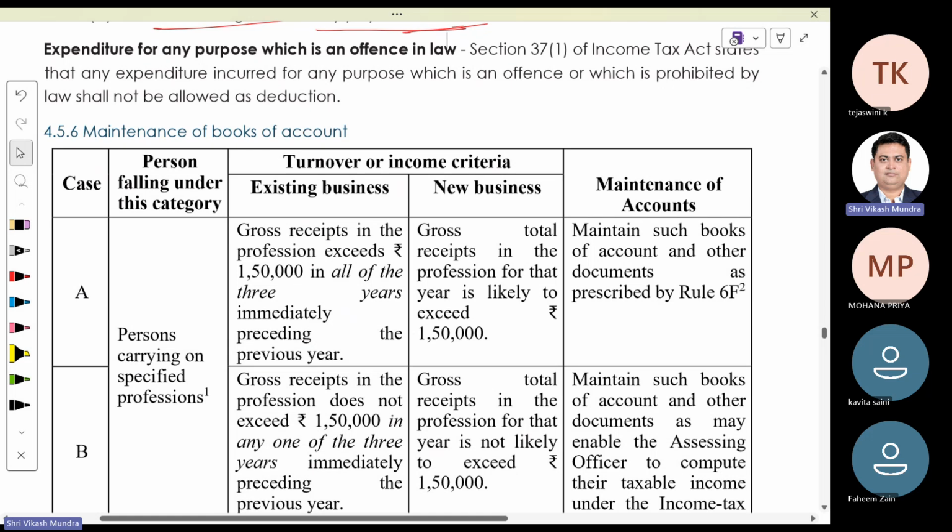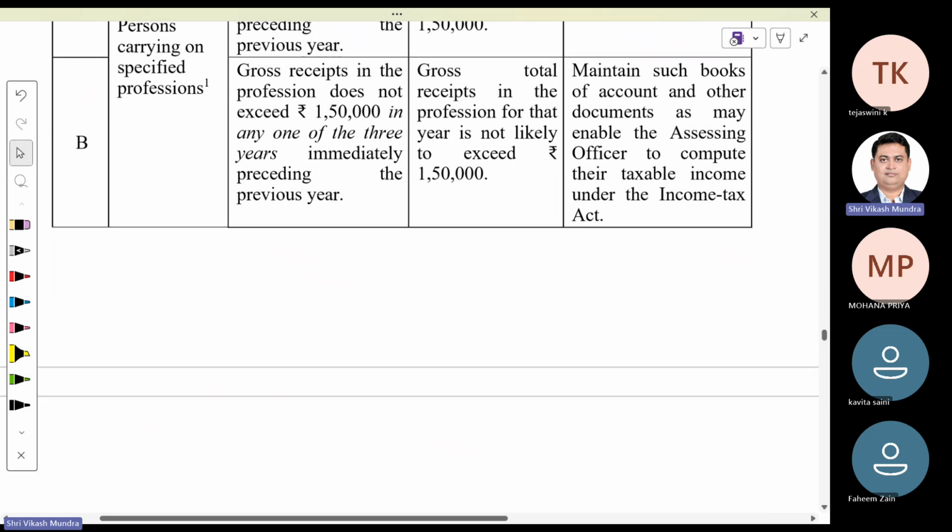Now, one more thing we are supposed to learn: maintenance of books of accounts. We are required to maintain our books of accounts depending on the method of accounting followed by us. In case of the PGBP head, we are required to calculate our income. Which type of income shall we calculate? How should we calculate our income? For the purpose of PGBP, we are required to maintain our books of accounts. Books of accounts may be maintained on accrual basis or cash basis.